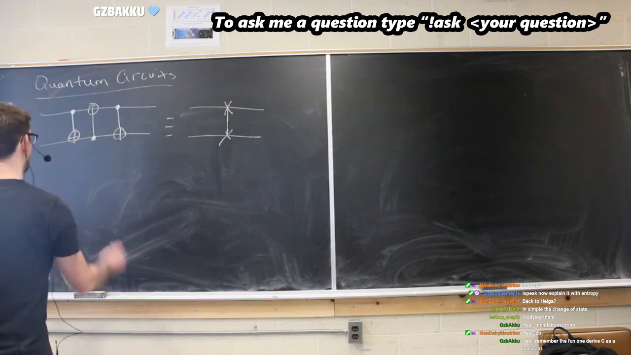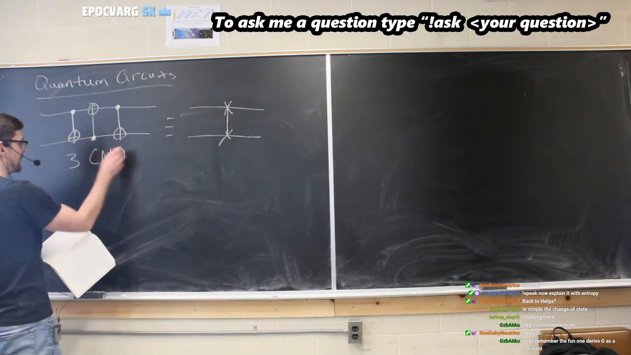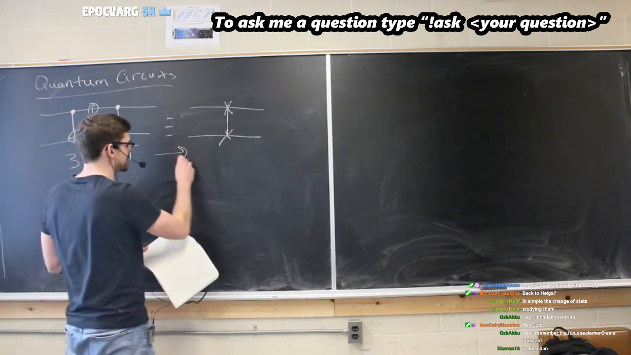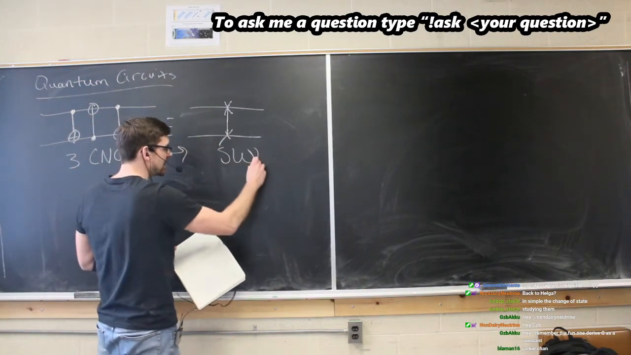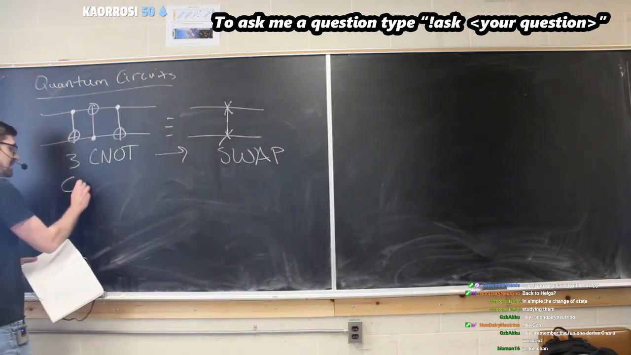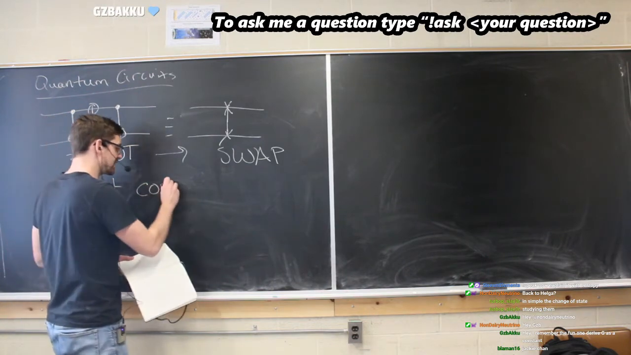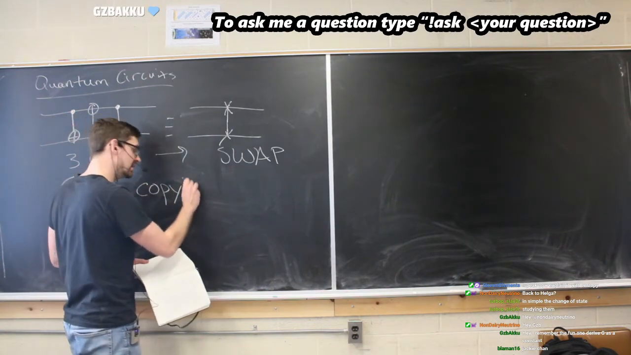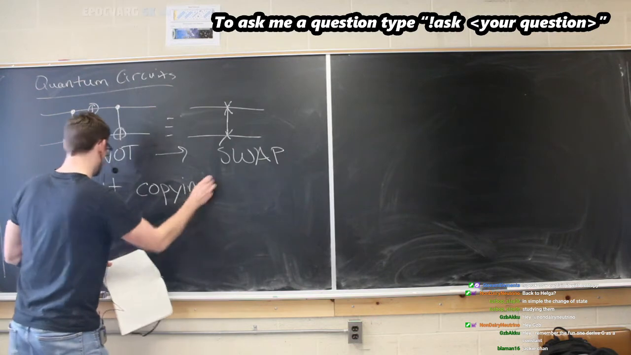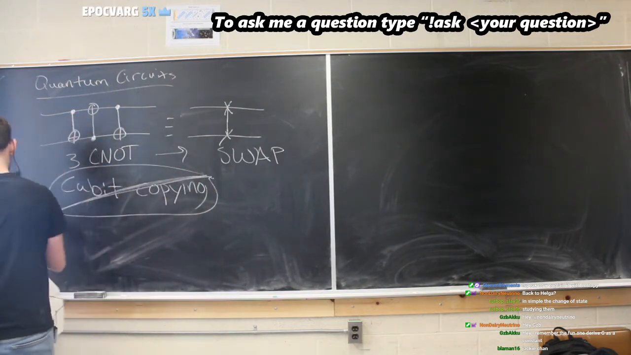But yeah, if you take 3 CNOT gates, this is just, again, a useful application. 3 CNOT gates is actually just one swap gate. So that's kind of cool to know, too. And then the last thing we talked about is qubit copying. We asked if you could copy a qubit. And the answer was absolutely not. There is no qubit copying in quantum mechanics, in quantum computing.